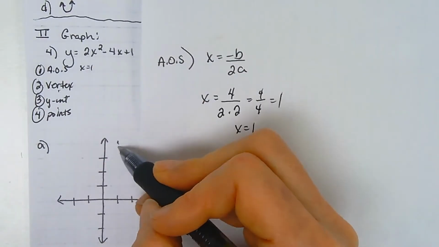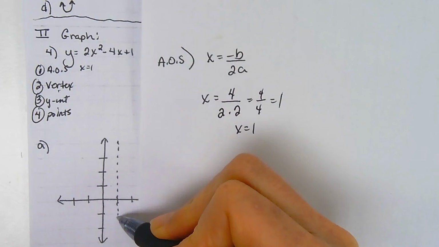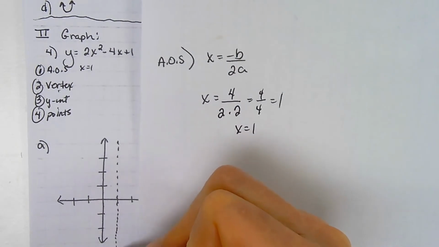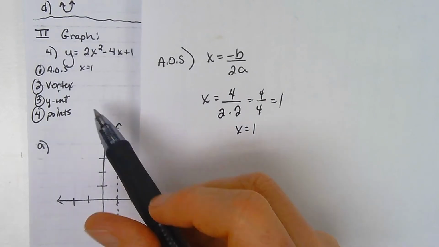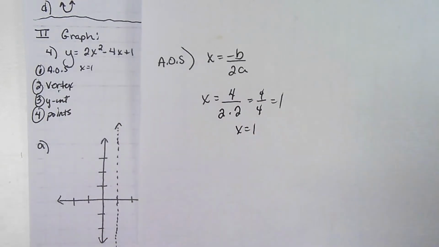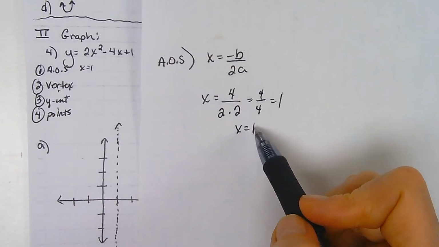I'm going to put that into the graph. We are asked to graph, not just find them. We need to actually graph them now too. Okay, so the axis of symmetry is at x equals 1.